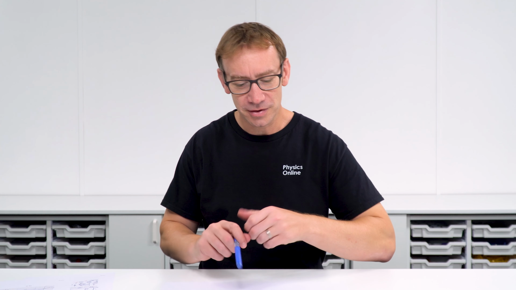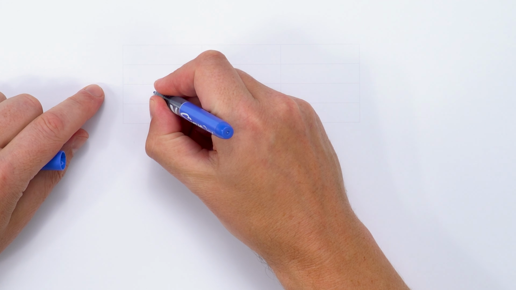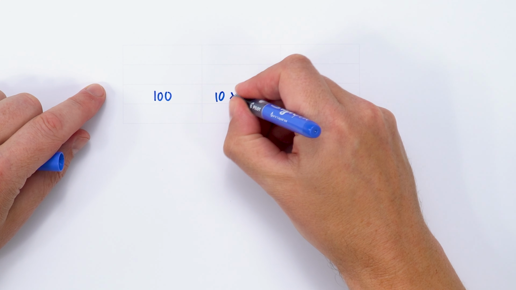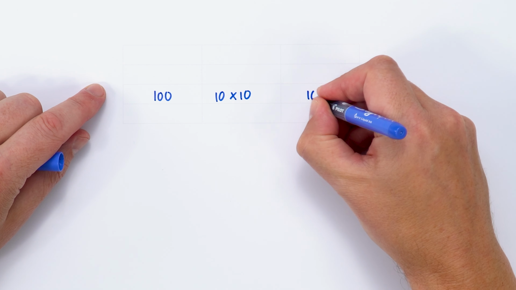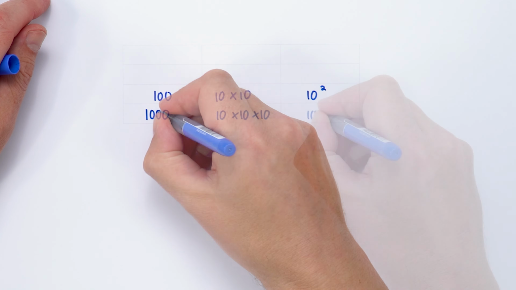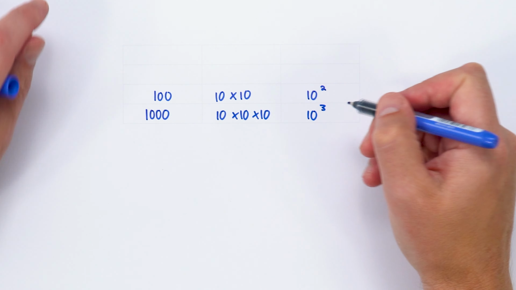So let's go back a step. What do we mean by a log? Well, first of all, if we think about a number, say for example we've got the number 100, that's the same as 10 times 10, which is the same as 10 squared. And of course we can do the same for 1,000, which is just equal to 10 cubed.